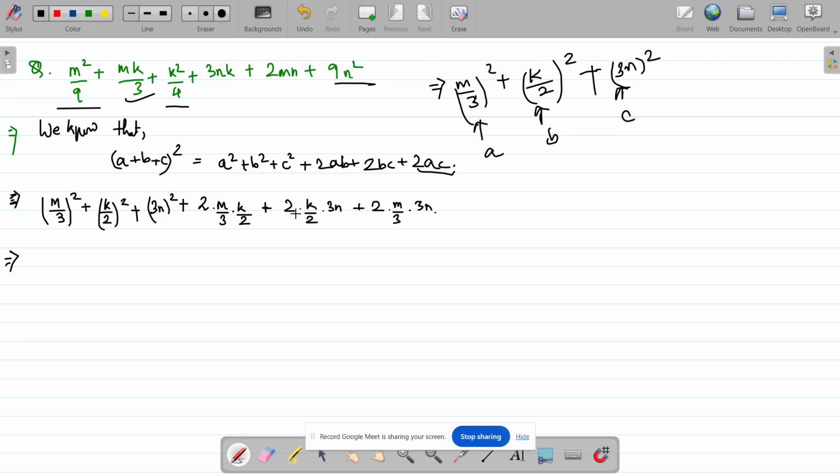Now the next term is 2 into k by 2 into 3n. We can cancel the 2 here, right? This is 2 into k by 2, so this 2 is in the divide and this is in the multiply. So we can cancel this 2. I am just telling you that we will cancel.